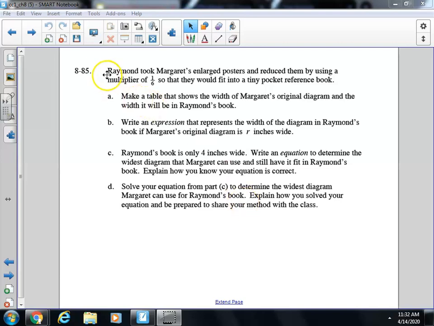So question 85. Raymond took Margaret's enlarged posters and reduced them by using a multiplier of 1/6. So reducing them means that we're making them smaller, okay, which is why we're multiplying by a fraction that is less than 1. So we're still multiplying by a number, but because it's less than 1, it's going to make it a smaller dimension. So letter A says, make a table that shows the width of Margaret's original diagram and the width that it will be in Raymond's book.